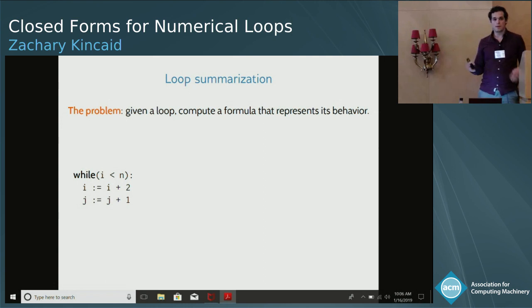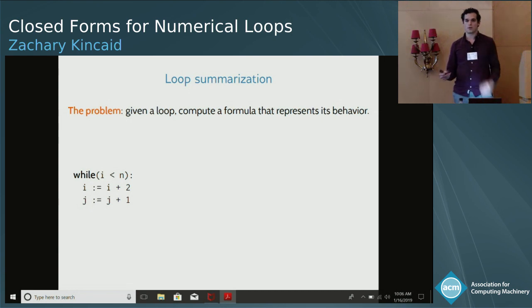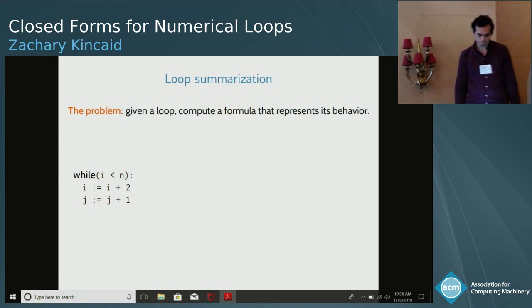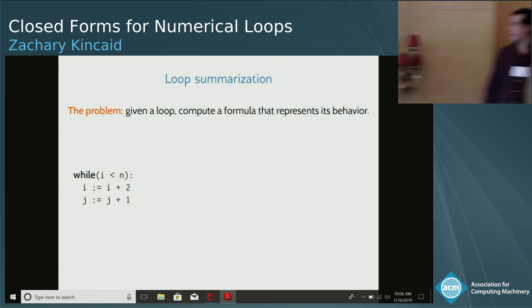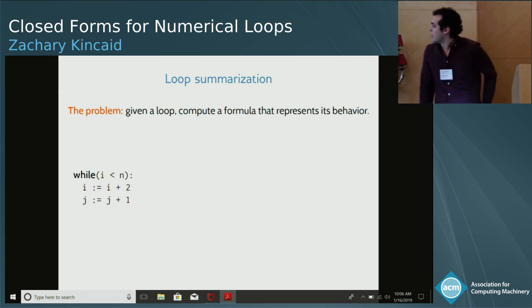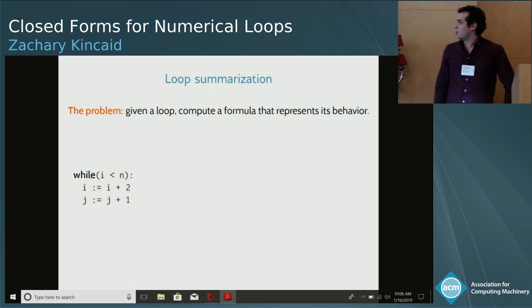So the problem we're interested in is loop summarization, the problem of, given a loop, computing a formula that's sort of a closed form representation for what that loop does at runtime. So for example, if we have the loop while i is less than n, i gets incremented by 2 and j by 1.